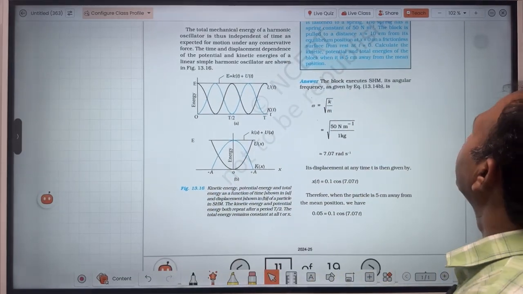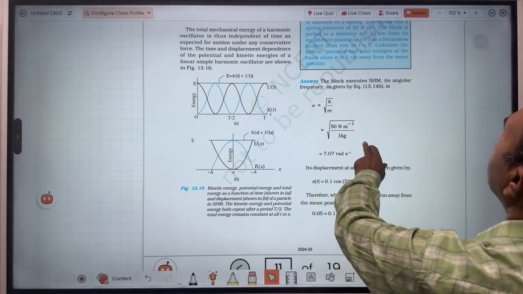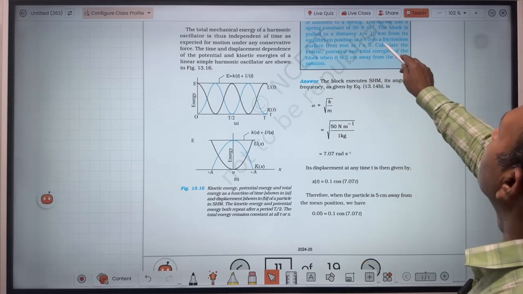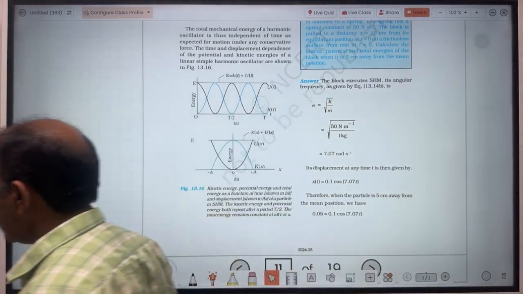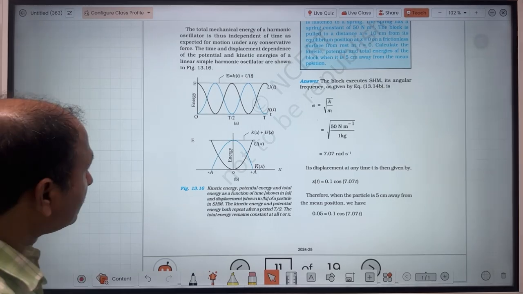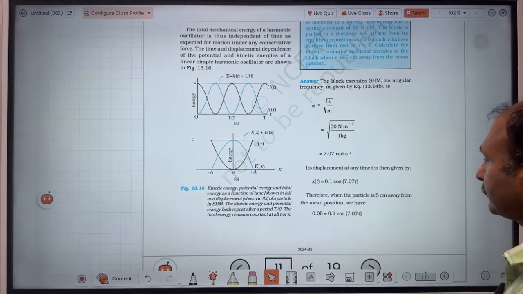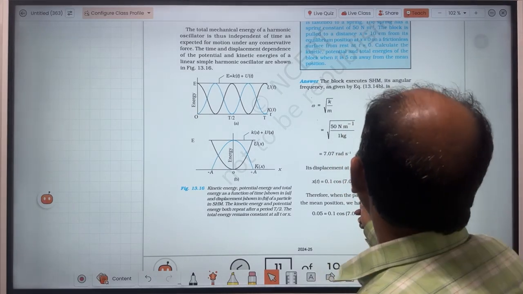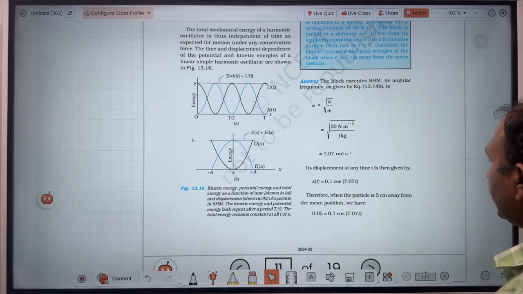So we have already studied that omega square equal to k upon m. Here in our question, k is given as 50 Newton per meter. So we can put the value, and m is given as 1 kg. So after putting the value, we can get omega, right? And then we can write the displacement equation in terms of cos. So we can write x equal to 0.1 cos omega t. Omega has this much value, 7.07, into t.